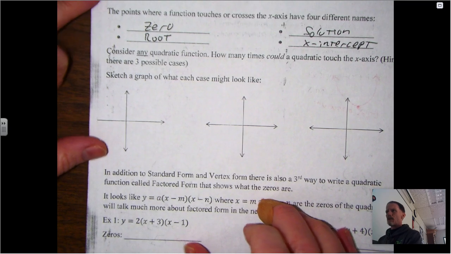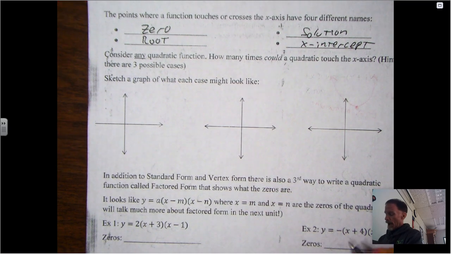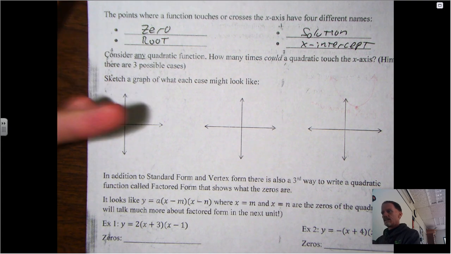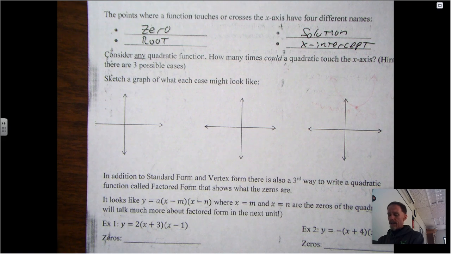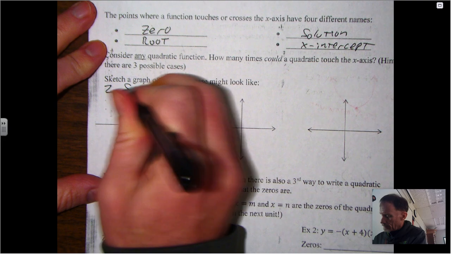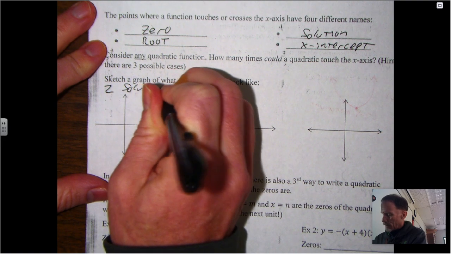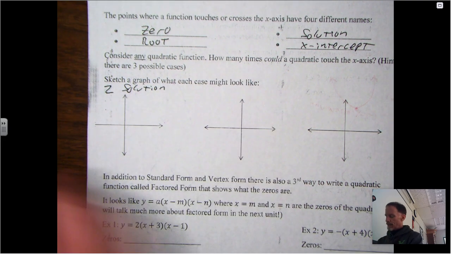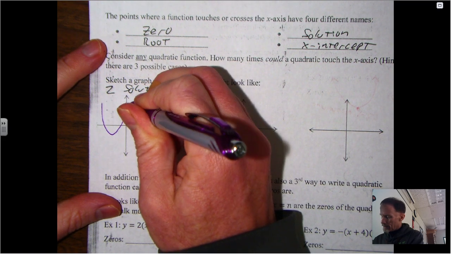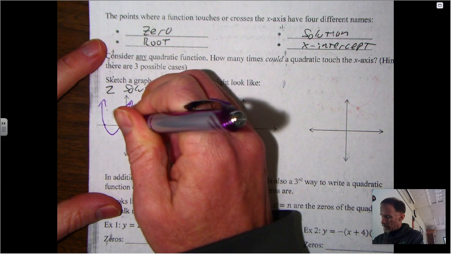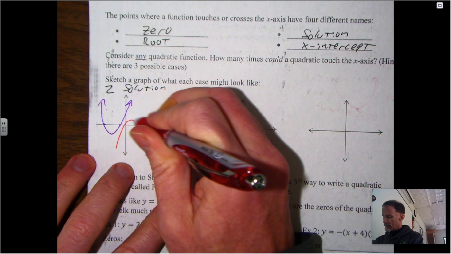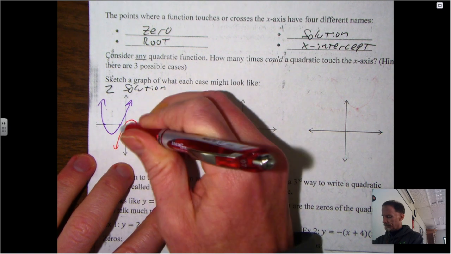So if we're talking about parabolas, what are the different cases of how they could cross the x-axis? Well, first case, it could cross it twice. And we've already seen that on what I drew on the front page. So it could be going up and maybe cross twice, kind of like this. There's your two zeros right here. Or it could be opening down and crossing two places, something like that.